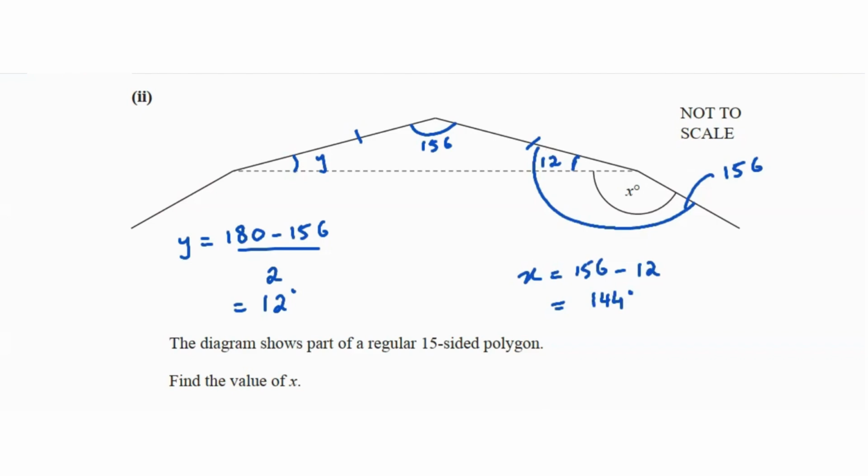Interior angles will be the same in the regular sided polygon because all sides are equal, so the angles are also going to be equal.